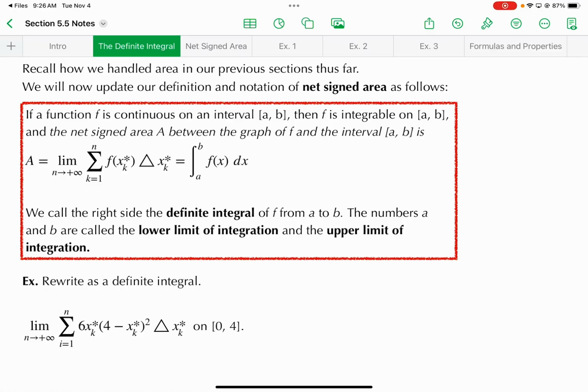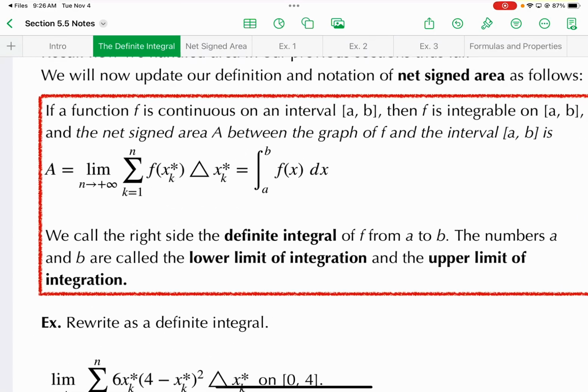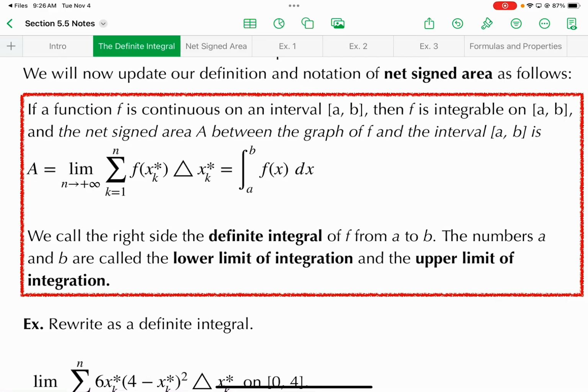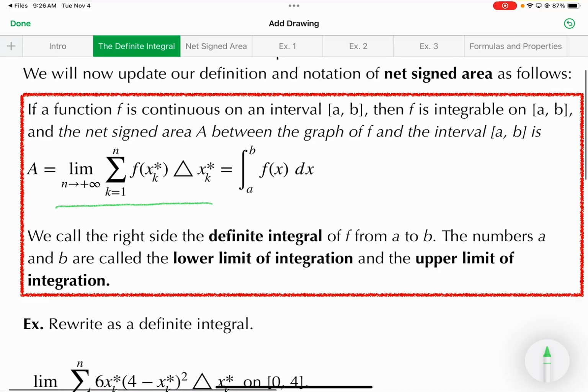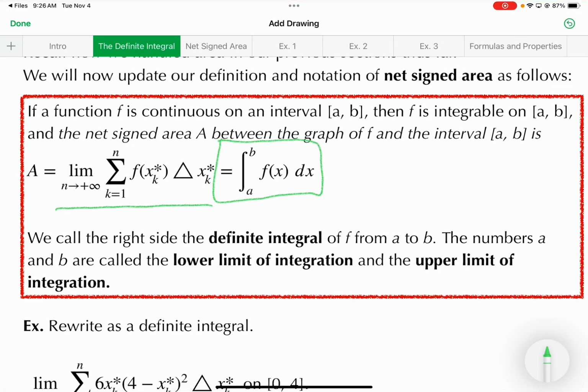No problem. Remember how we handled area in the past? We did it in that problem that I went over on the board and the one that I did at the end of 5.4 just now. So now we're going to update our definition of what is called net signed area. If a function is continuous on a closed interval a to b, then it is integrable. And the net signed area between the graph of f and the interval a to b is as follows. This definition is from Friday, so that's not new. The new part of your definition is right here. Okay, so we see our integral symbol there.